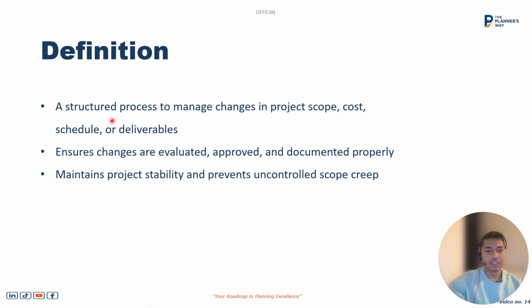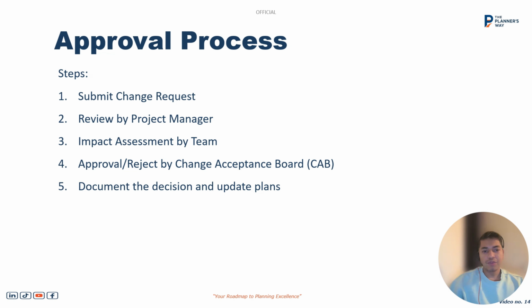Going with the definition, it is a structured process to manage the changes in a project, either in the project scope or the cost, or in terms of schedule or any deliverables in the project. It ensures the changes are evaluated, approved, and properly documented. It helps us to maintain project stability and prevents uncontrolled scope creep due to unexpected changes in the project while commencing. To approach the change in the baseline schedule, there is a well-structured process.